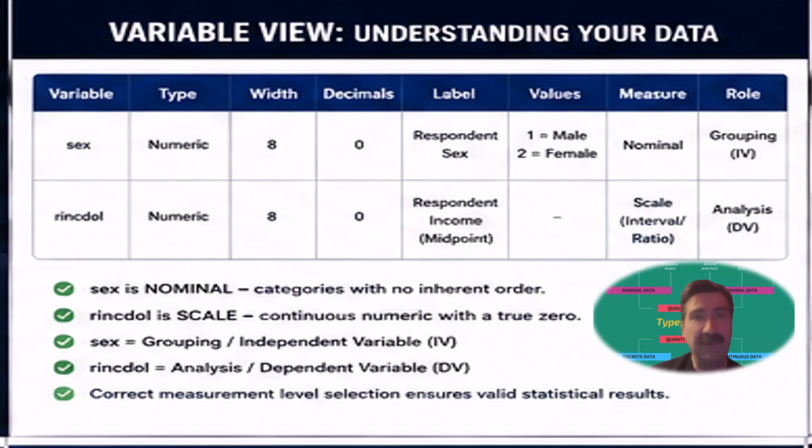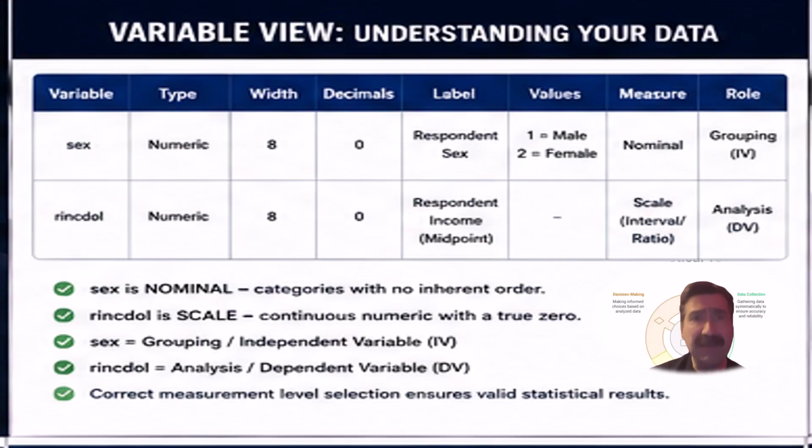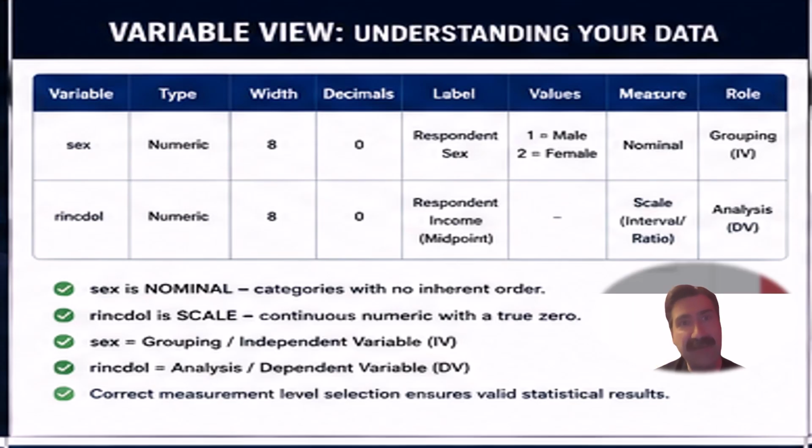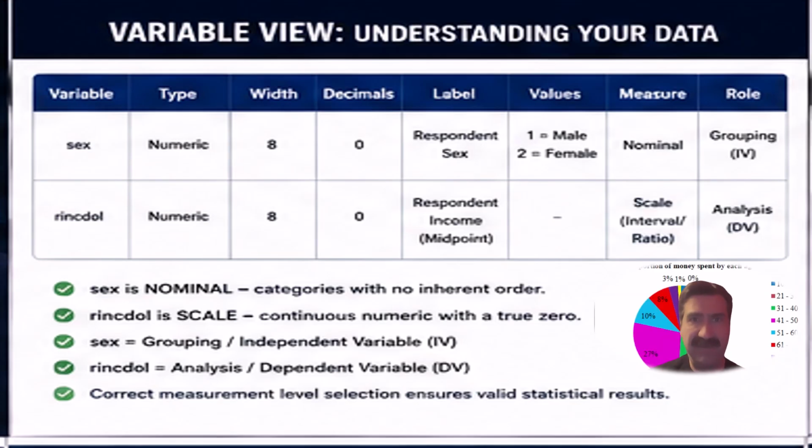Let's see variable view, understanding your data. Before any analysis begins, researchers must define variables correctly. This step is often overlooked, but it is one of the most important parts of the entire research process. In SPSS variable view, every variable must be assigned a measurement level. In our example, gender is a categorical variable. Income is a numerical variable. Researchers must determine whether variables are nominal, ordinal, interval, or ratio, because that classification affects which statistical procedures are appropriate.